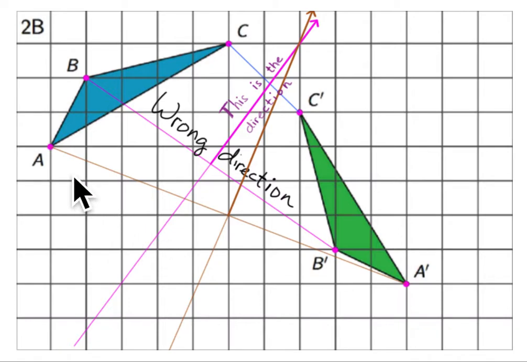So you connect the corresponding points. I connect A to A prime, B to B prime, and C to C prime. And you find their midpoints. So the midpoint for A to A prime is right here. B to B prime is right here. C to C prime is not shown on this one, but it's right here actually. And then you draw a line that's perpendicular. It forms a right angle from the midpoint of the lines. And you look for an intersection.